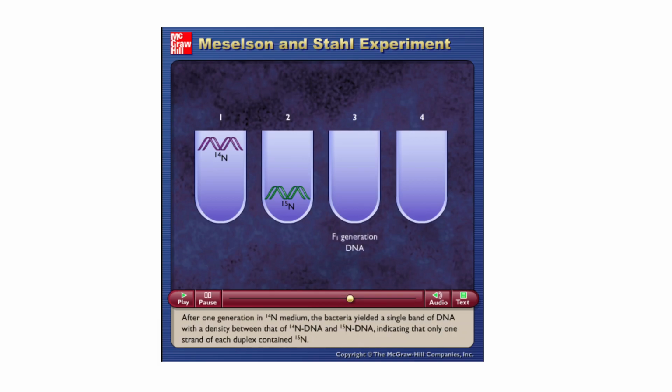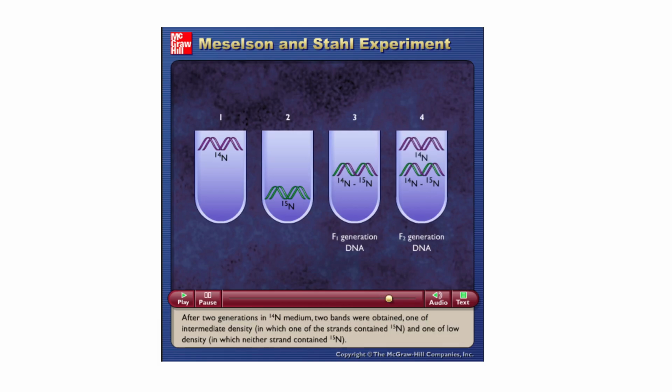After one generation in N14 medium, the bacteria yielded a single band of DNA with a density between that of N14 DNA and N15 DNA, indicating that only one strand of each duplex contained N15. After two generations in N14 medium, two bands were obtained, one of intermediate density, in which one of the strands contained N15, and one of low density, in which neither strand contained N15.